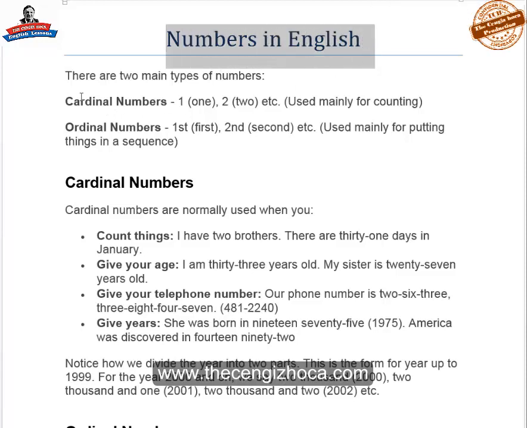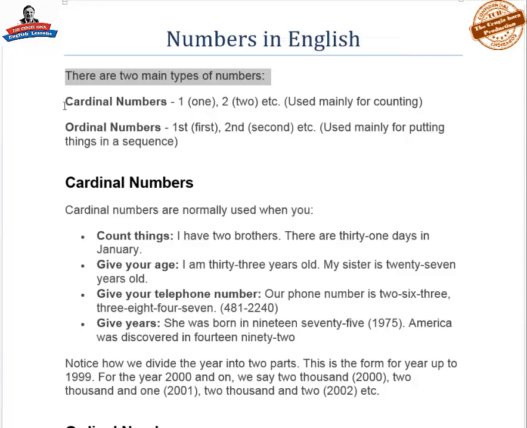Numbers in English. There are two main types of numbers. There are cardinal numbers, 1, 2, etc., usually used for counting, and there are ordinal numbers, first, second, etc., used for putting things in sequence, in order.